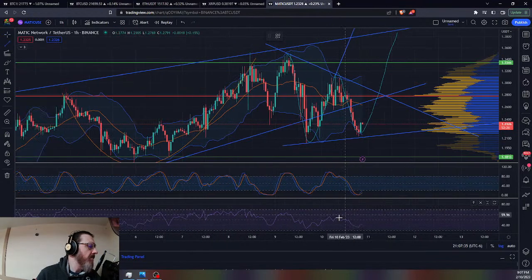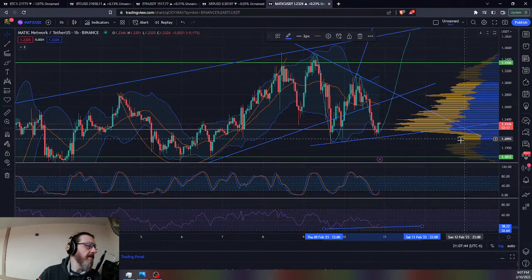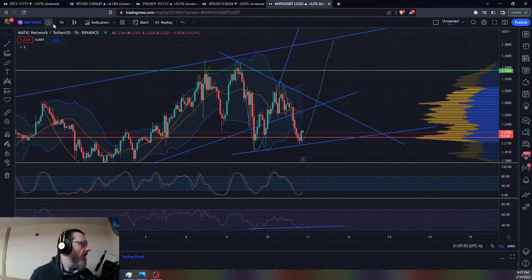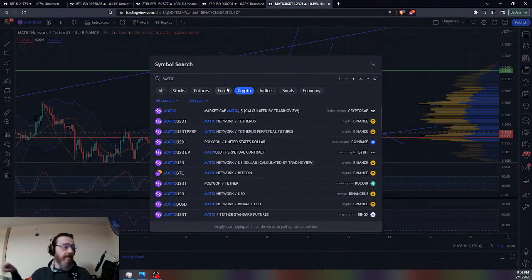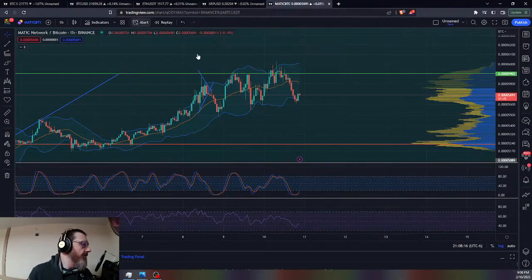So there's different classes of bullish divergence. Matic doesn't often show bullish divergence on the RSI either. So keep in mind that is something that we want to keep an eye on for Matic, because it has been moving so bullishly lately. And what I want to highlight in terms of Matic's bullishness, we're going to take a look at the network versus Bitcoin.